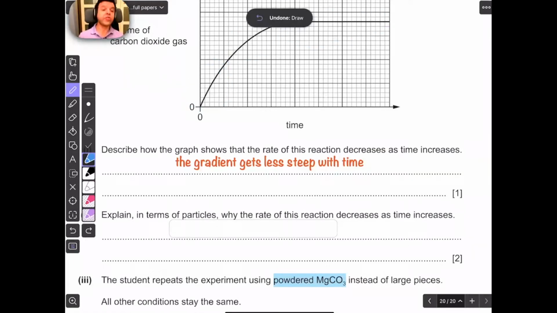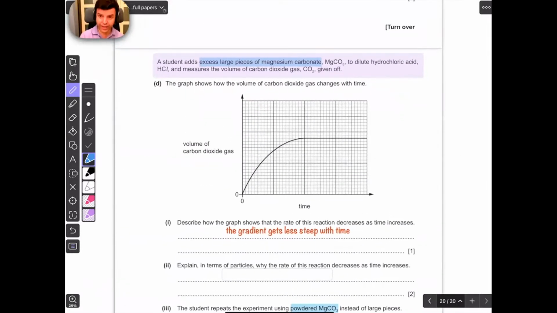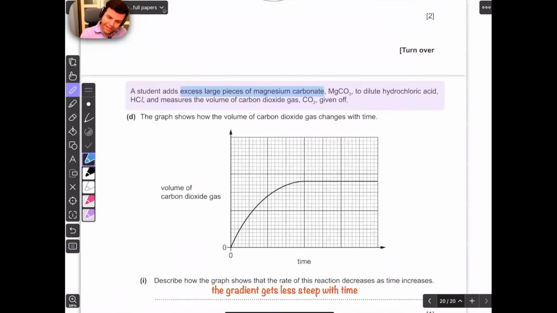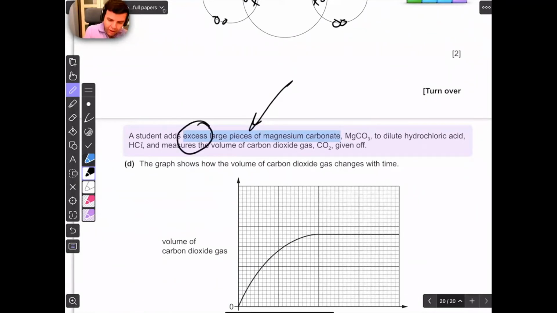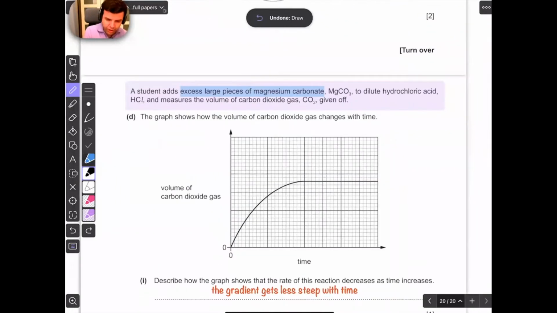Next, they said, explain in terms of particles why the rate of reaction decreases as time increases. Here you have to be careful. You have to decide what's the limiting reagent, because always the limiting reagent is the one that determines the rate of reaction. So back to the initial part of the question, this was given at the very top of the previous page. They said, excess large pieces of magnesium carbonate, right? What does that tell you about the limiting reagent? Who's the limiting reagent here, Yusuf? The hydrochloric acid. Very good.